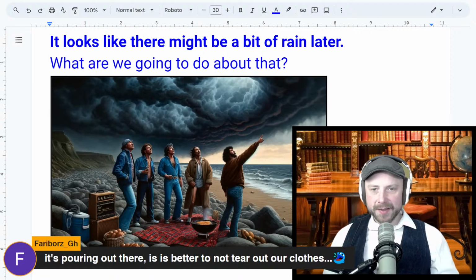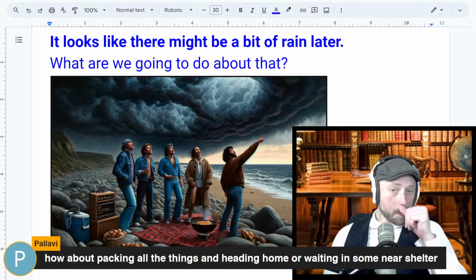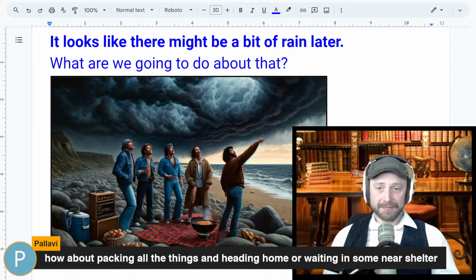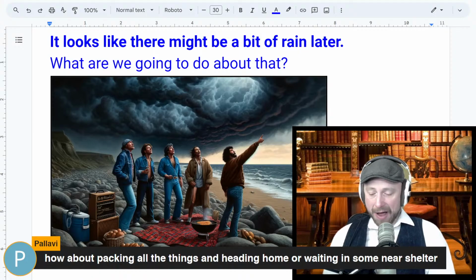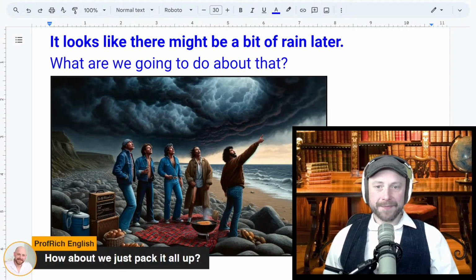What's that, Fabri? It's pouring out there. It's better not to tear our clothes. Yes, indeed. Can you use the language from before? So Pallavi says, how about packing all the things together and heading home or waiting in some nearby shelter? If we use the language, Pallavi, we'd say, how about we just pack all our things together? How about we just pack it all up? That's using the useful phrase from before.